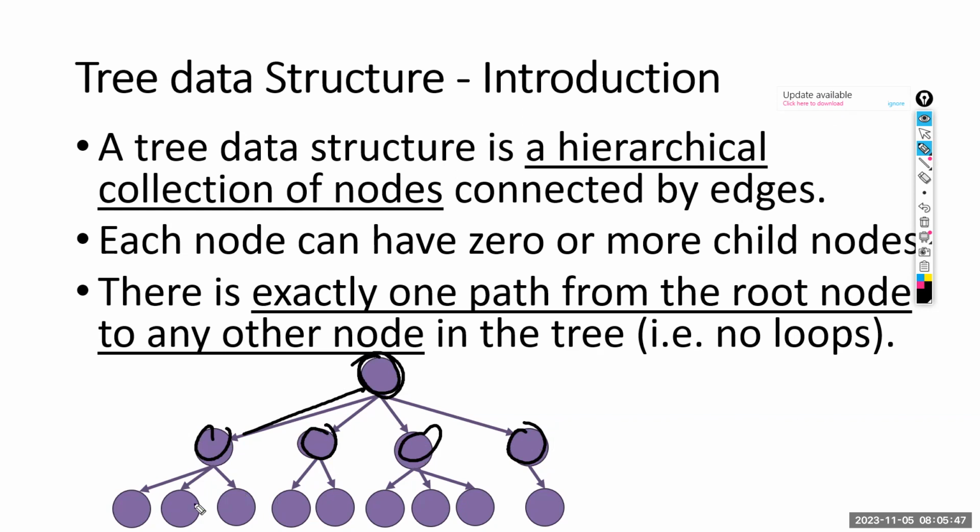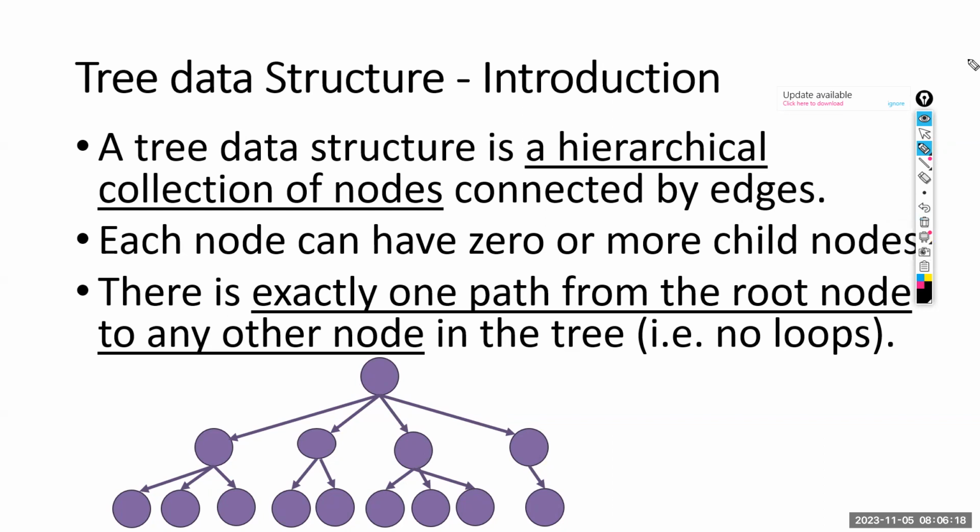This node has 3 children. But these nodes, they don't have any children. And there's another important property, that is exactly one path from the root node to any other node. So if you take any other node and the root node, there must be only one path. In other words, you can't have cycles. So that is very important.